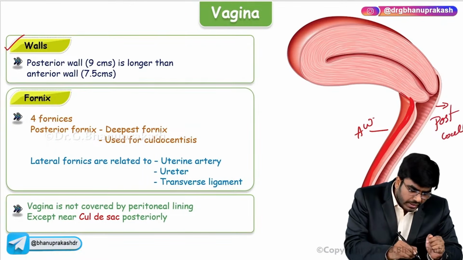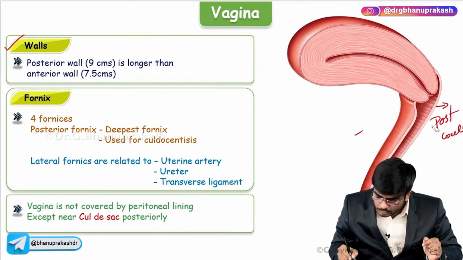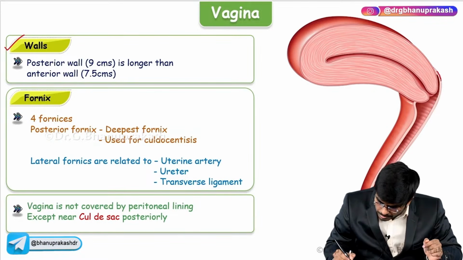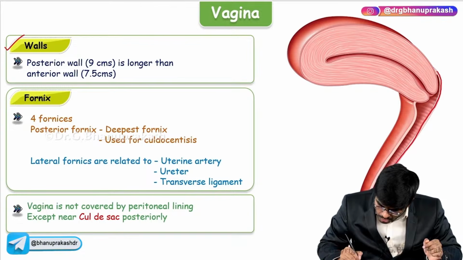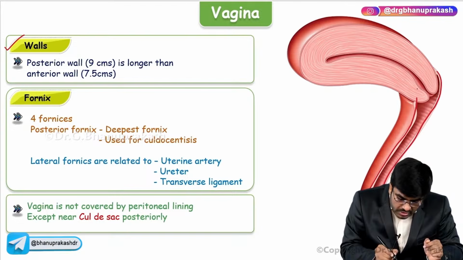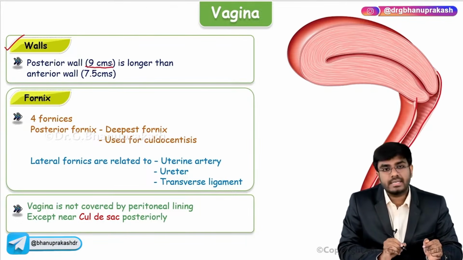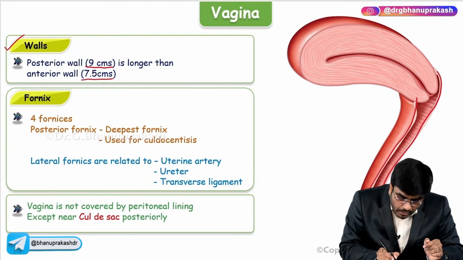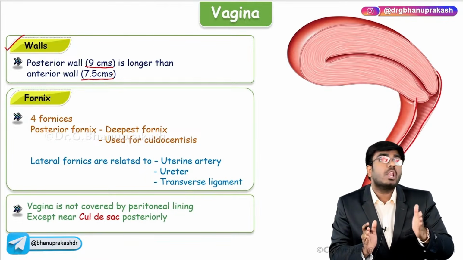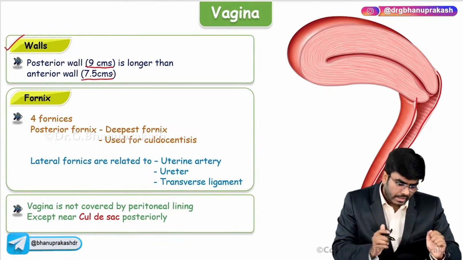Now just by looking at it, you can say that the posterior wall is longer. The posterior wall is much longer when compared to the anterior wall. So that's what I have written here: the posterior wall is 9 centimeters in length and the anterior wall is 7.5 centimeters in length. So I can say that the posterior wall of the vagina is the longest wall. Well and good.